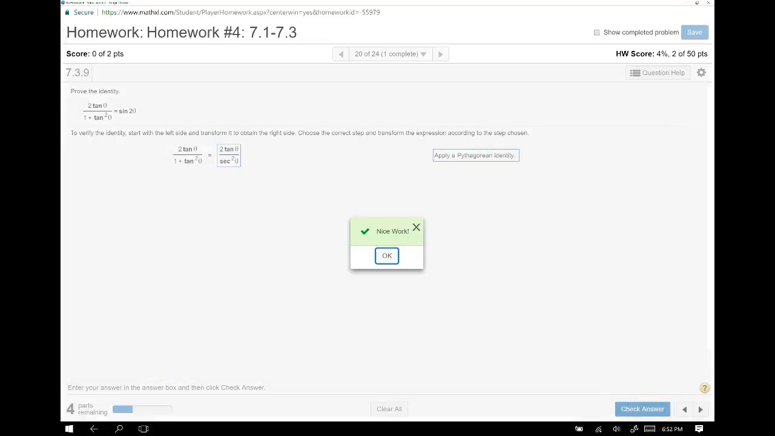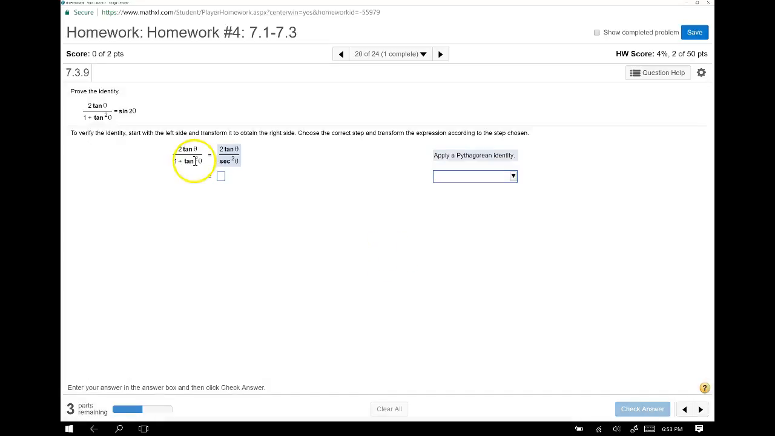Okay, just a Pythagorean identity in the bottom. Look at your choices. That's the only one that made any sense. And again, anytime you've got a square in the problem, you should think, I might be able to use a Pythagorean identity here.